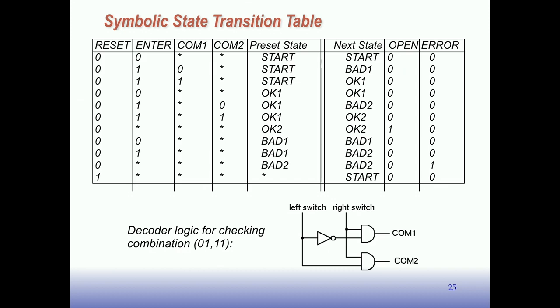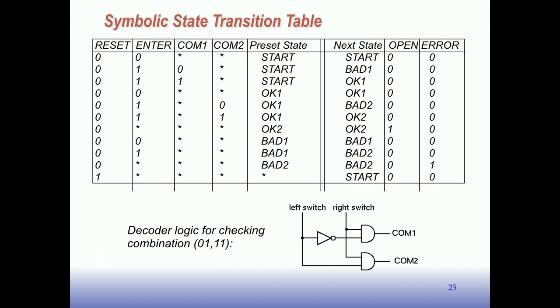We can do this for the other ones as well. For this one, for instance, if reset is 0, enter is 1, it doesn't matter what COM1 and COM2 were. For all those combinations, if present state is bad 1, then the next state's going to be bad 2. Right. So this just encodes that state transition diagram with stars meaning wildcards. Okay, so what can we do with it at this point? Well, it looks pretty complicated, but we can simplify it a bit.